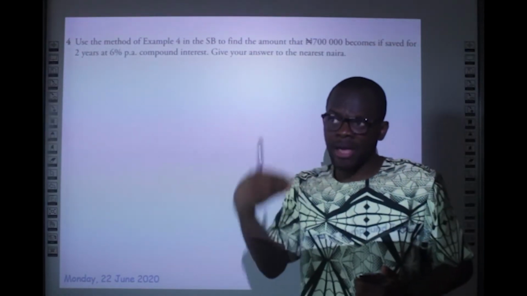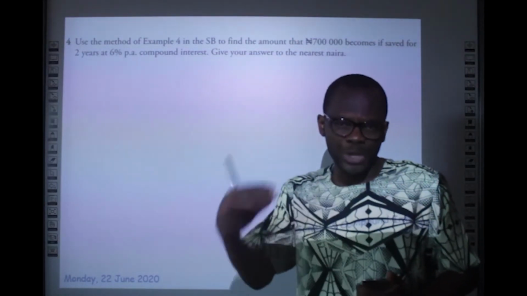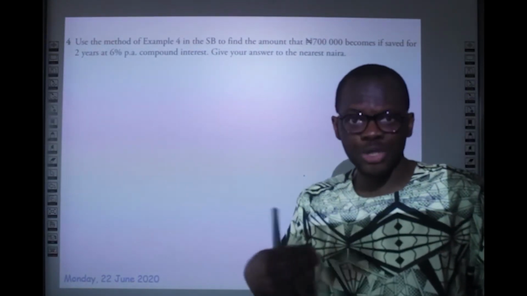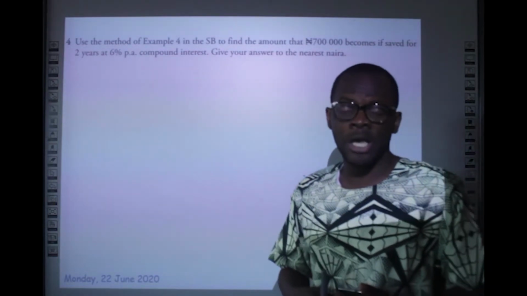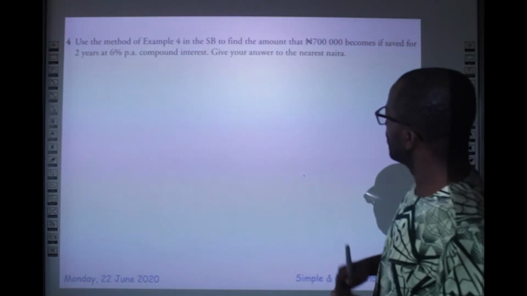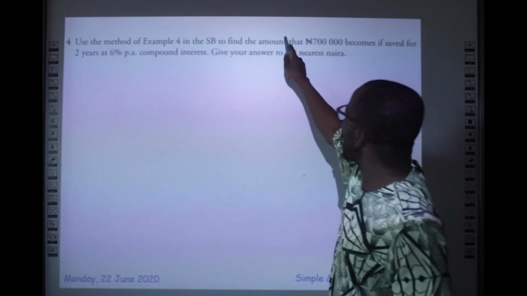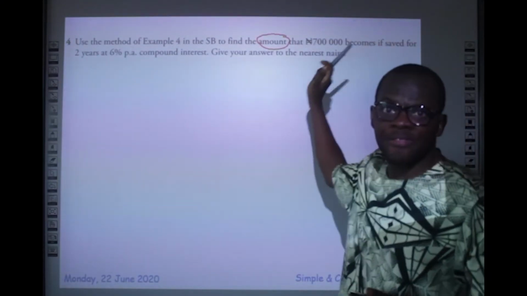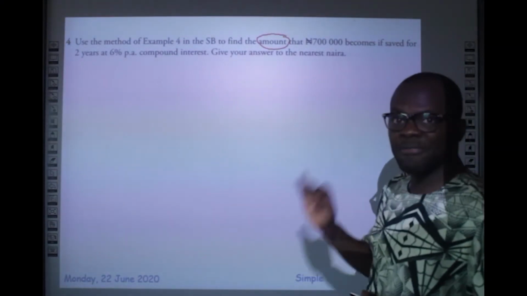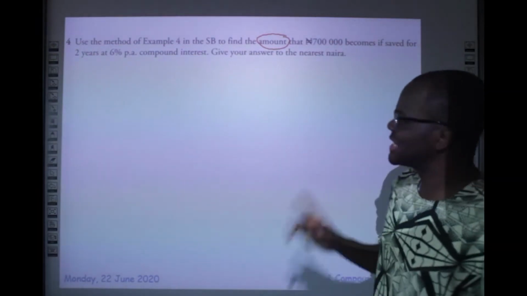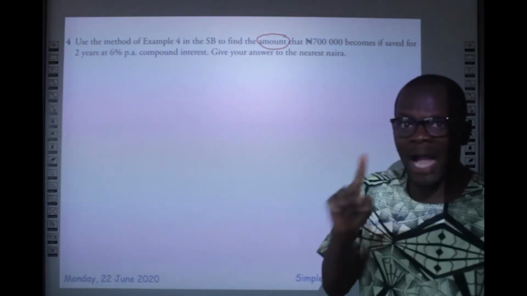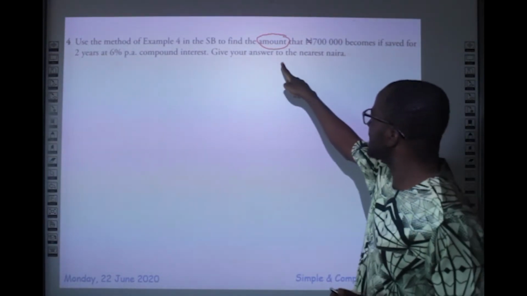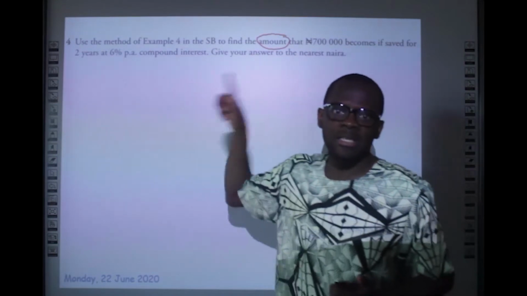And remember, the method I'm going to show you will save you time in the exam, and you will also understand and appreciate better how you go about calculating compound interest. So, you've been asked to find the amount that 700,000 naira becomes if saved for 2 years at 6% per annum compound interest. And the question goes a step further. You've been asked to give your answer to the nearest naira.